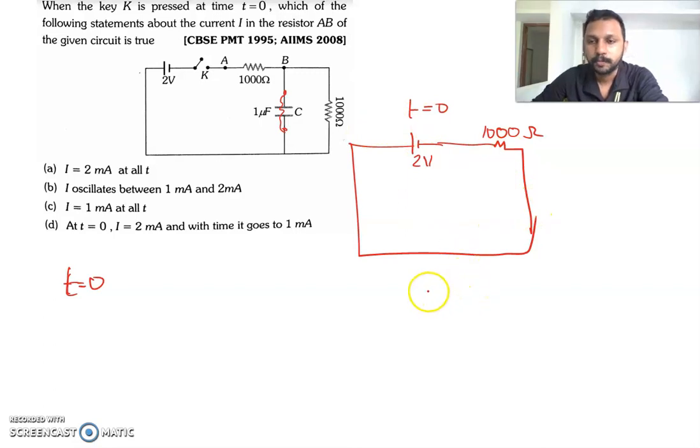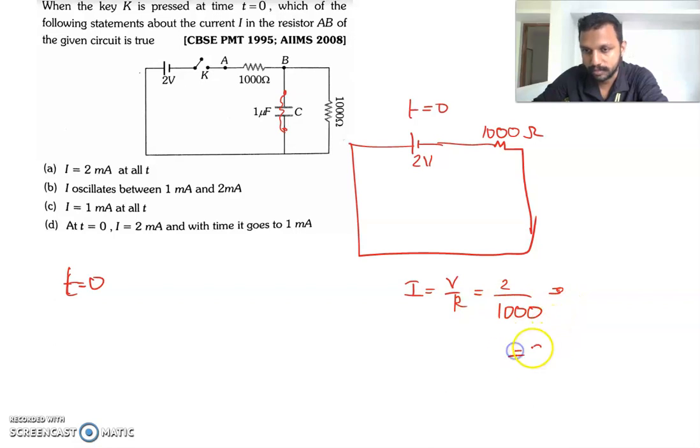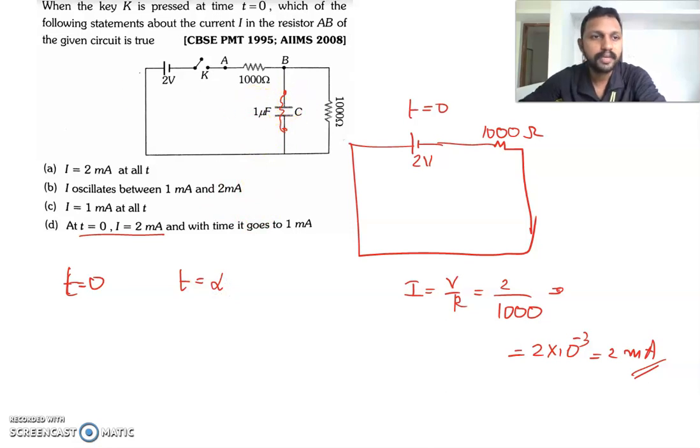Therefore, in this case current I is equal to V by R, that is 2 divided by 1000, which is 2 into 10 raised to minus 3, that is 2 milliampere. Therefore, at the initial time the current is 2 milliampere, and after some time it attains a steady state. At steady state the capacitor will behave like an open circuit.